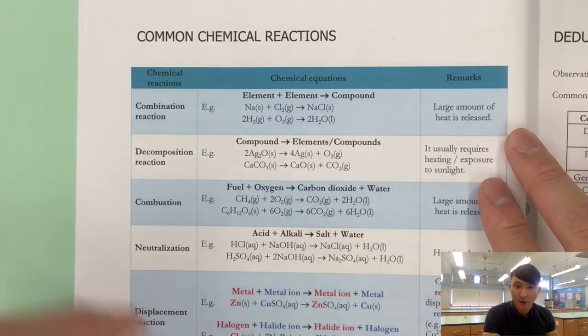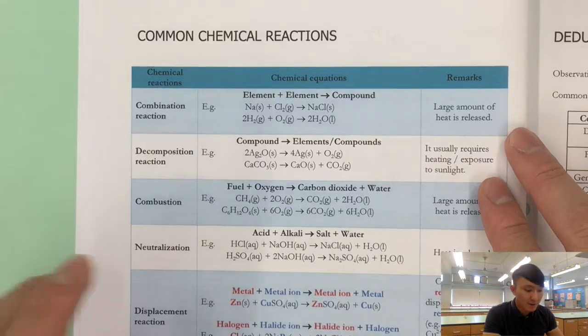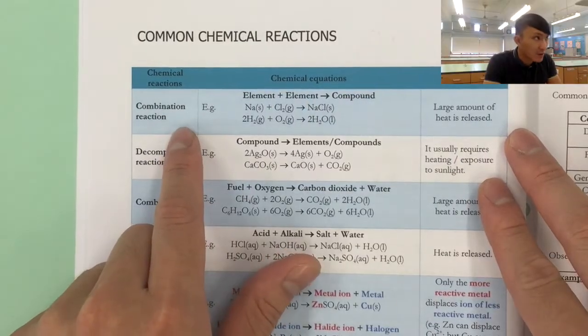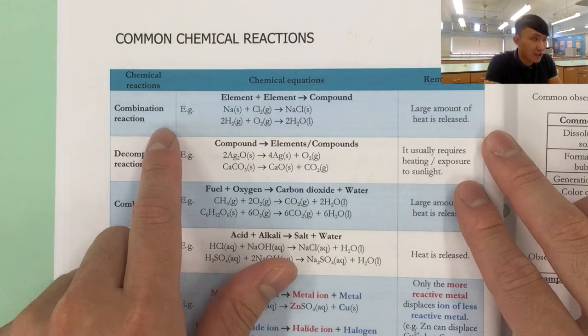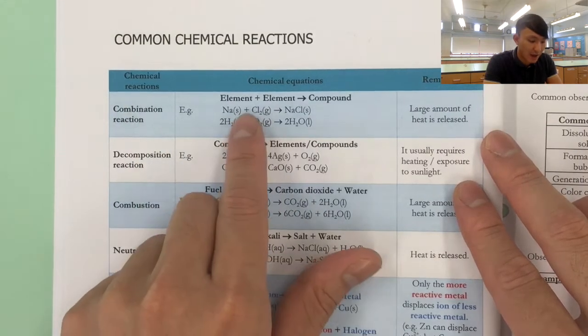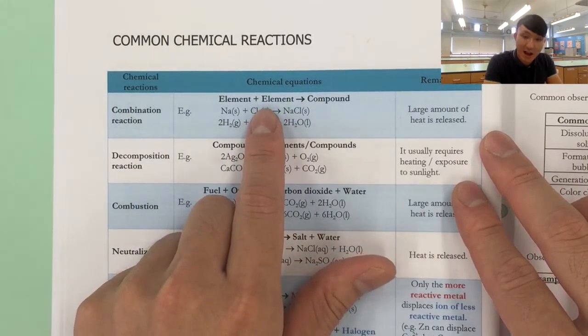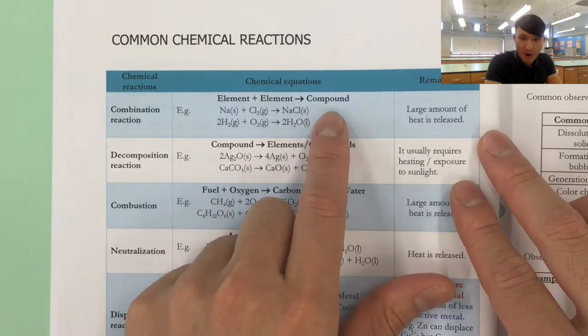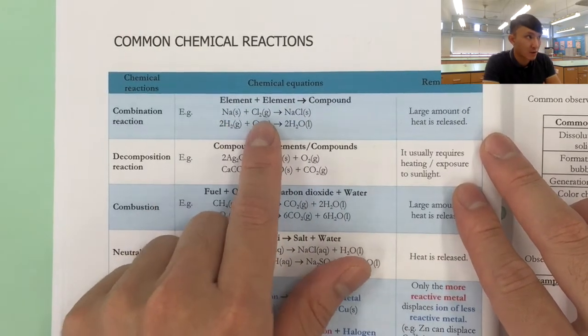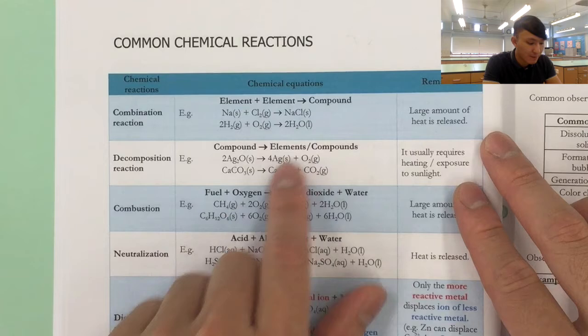So let's get started. Now here, it shows you some common types of reactions. Some are more important than the others. I will let you know later. So let's start with the first one. The first one is called combination reaction. Basically, we have two elements react together to form a single compound. For example, sodium reacts with chlorine to form sodium chloride.